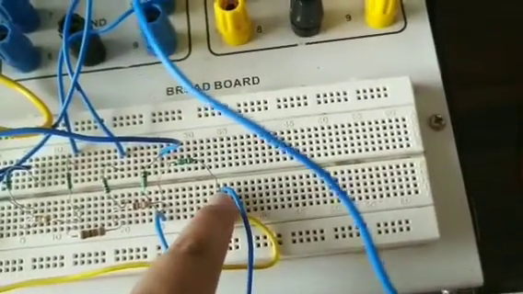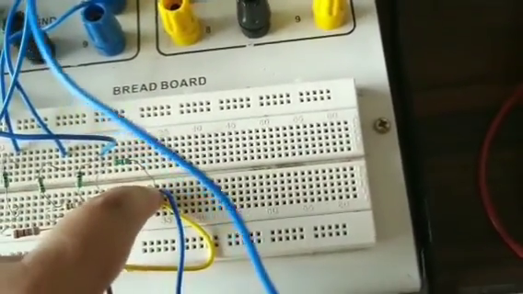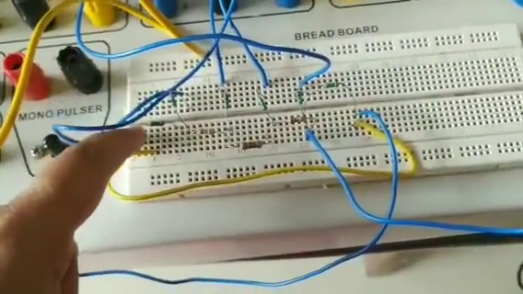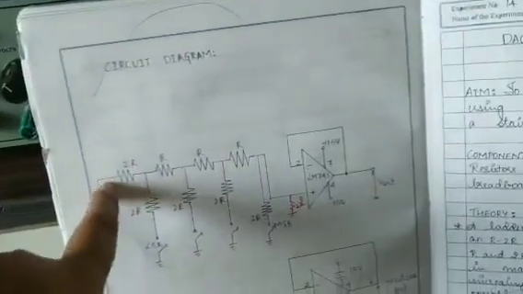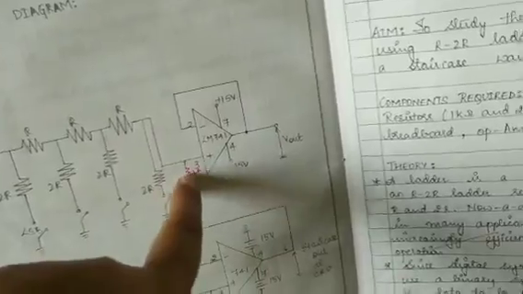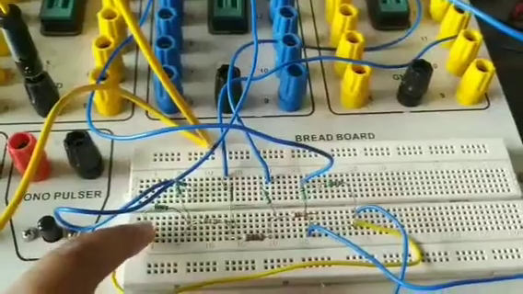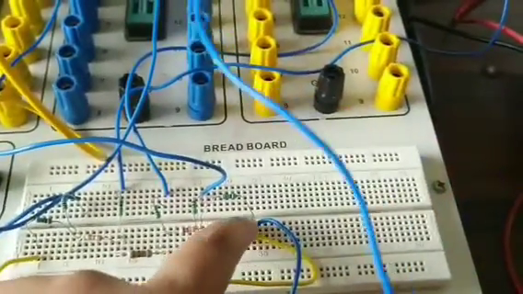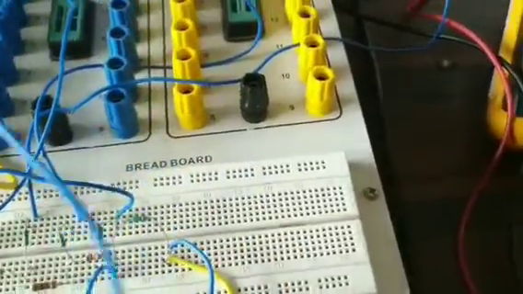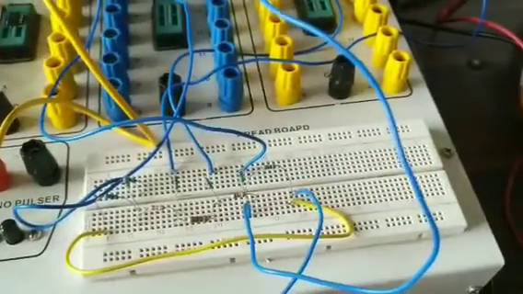Other end of the last 20K is grounded, and the other end of the first 20K. Other end of the first 20K and other end of the last 20K are grounded. So I am connecting that. And this blue wire is coming from the ground of the power supply. So all the grounds are shorted.